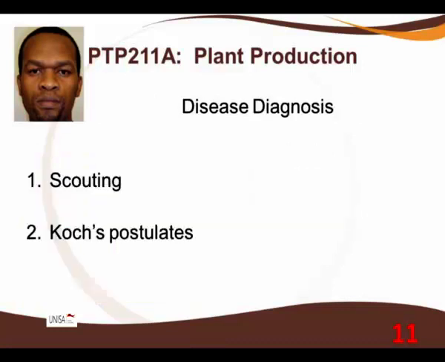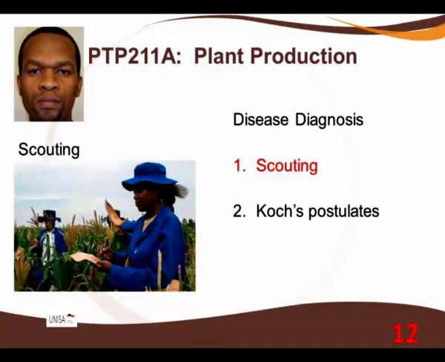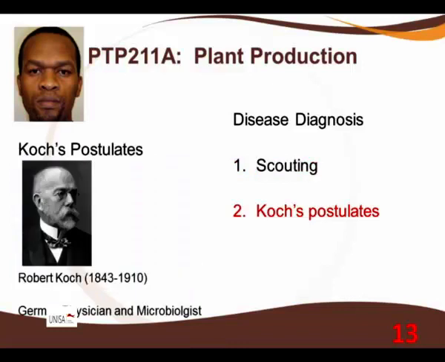The first step towards managing diseases is accurate identification and diagnosis. Scouting is inspection of a field for the symptoms, and diagnosis means ascertaining and confirming the cause of the disease. A comprehensive diagnostic procedure is called Koch postulates. Scouting is the observation and assessment of plants for signs of infection. Koch postulates were named after the German physician and microbiologist Robert Koch.